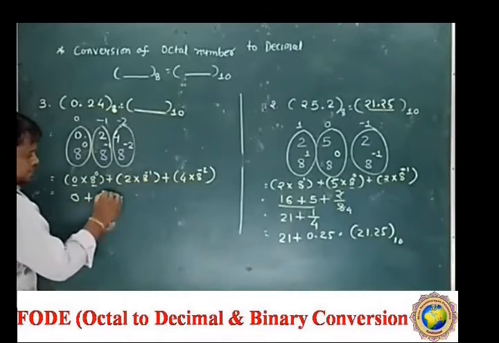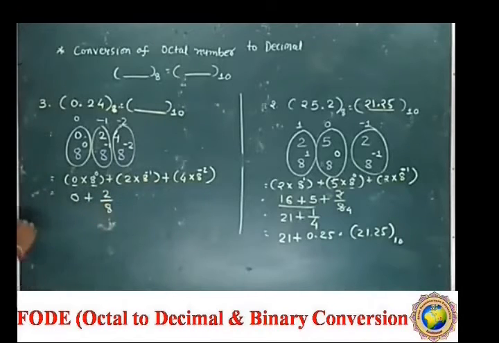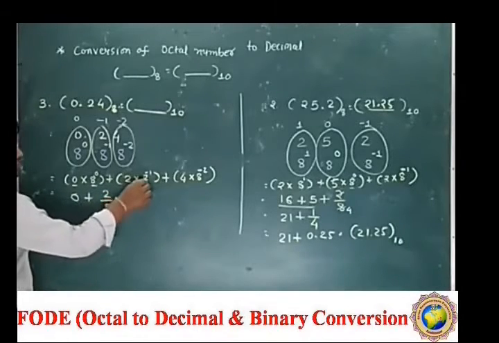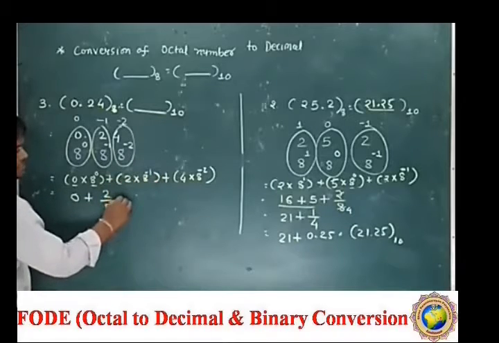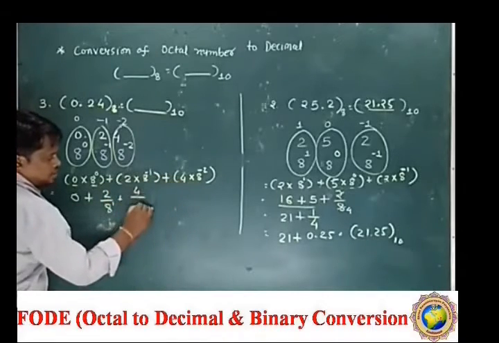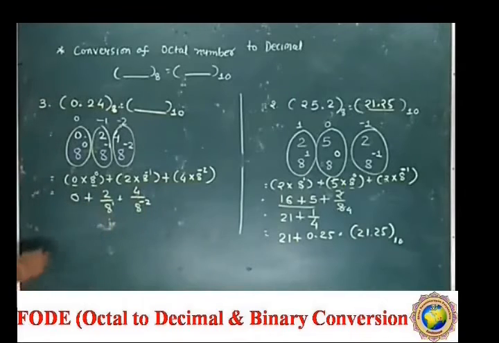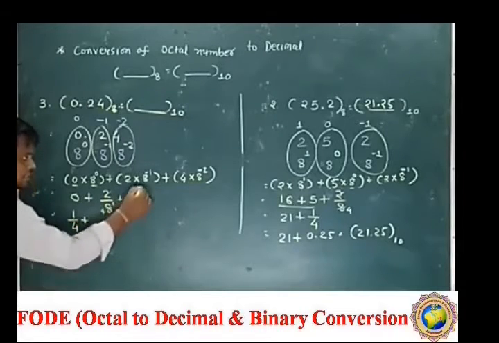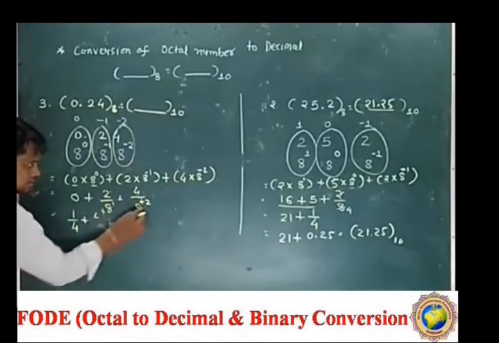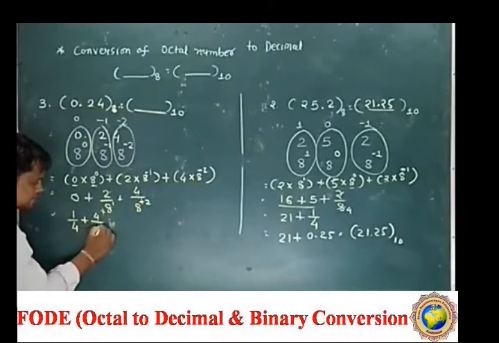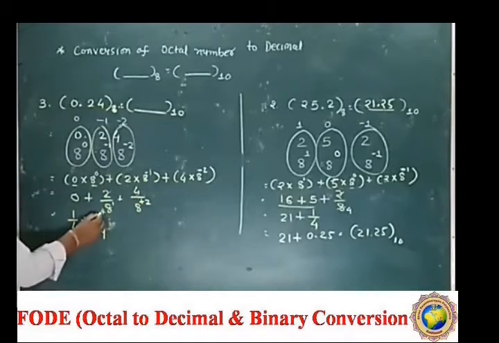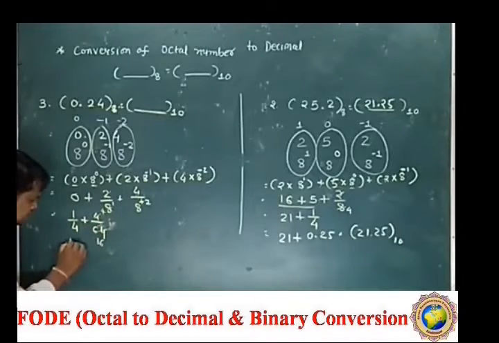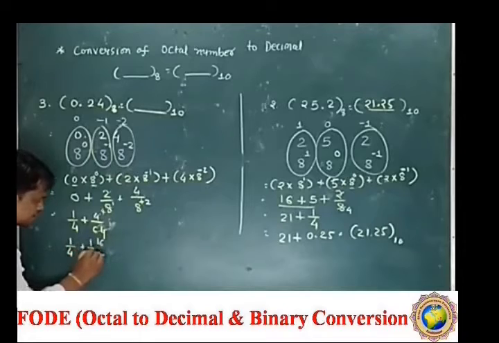2 into 8 raised to -1, so we have to put 8 into the denominator so that this power will be plus. Same for 4. So this is 0, this is 2 by 8, which means 1 by 4. Here is 4, this power will be plus, so 4 by 64. 4 into 4 is 16, so 1 by 4 and 1 upon 16.